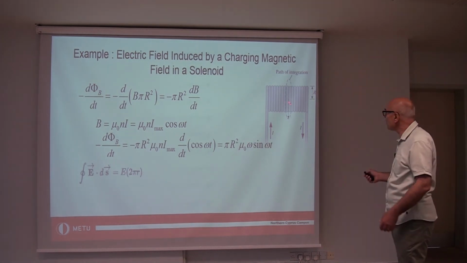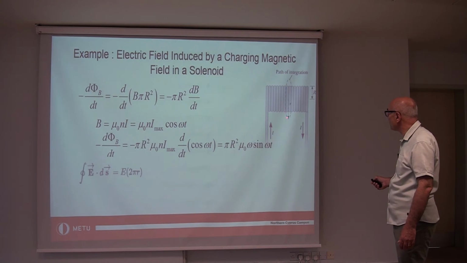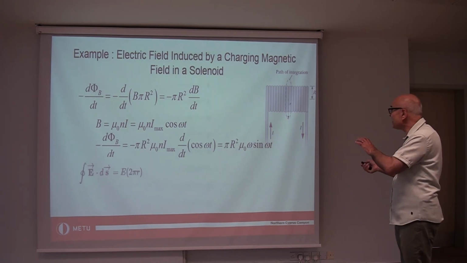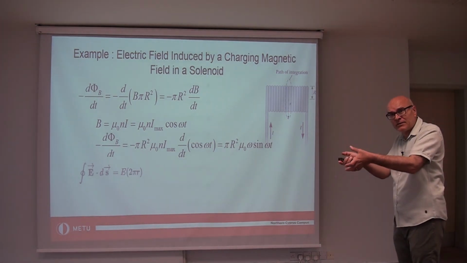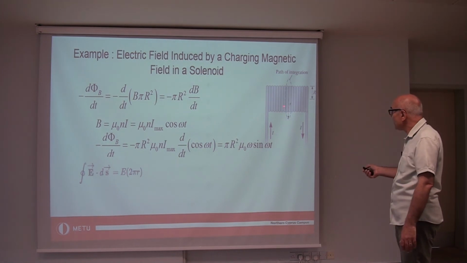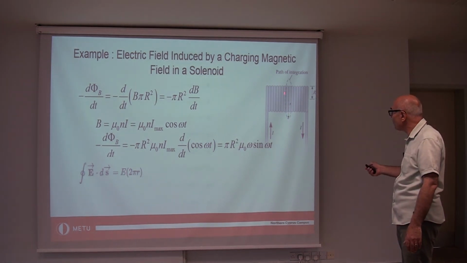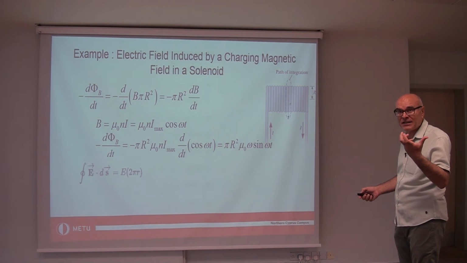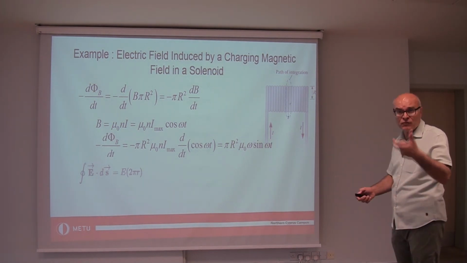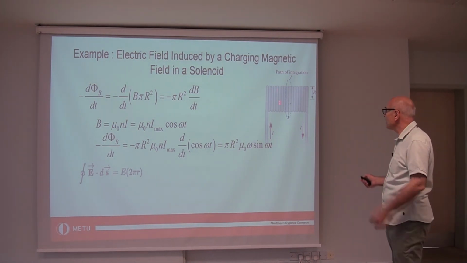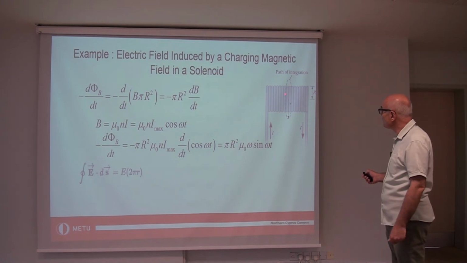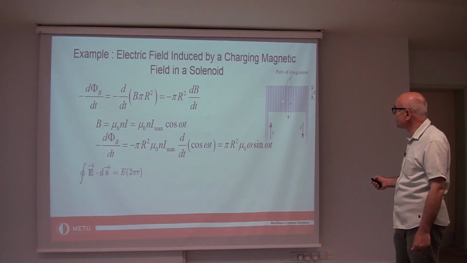Why is this so? Because when you traverse this loop, at all points you will always see the same magnetic field environment. So when it is changing, I expect to get the same field in magnitude all over as I move around. But the direction of the field, of course, will be tangential, and I choose it so that ds and E are in the same direction.